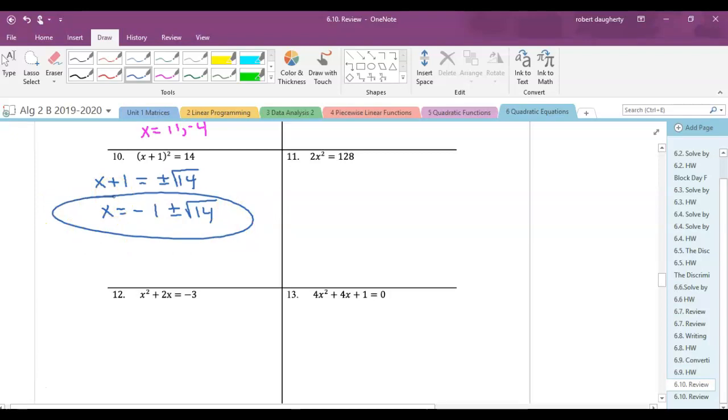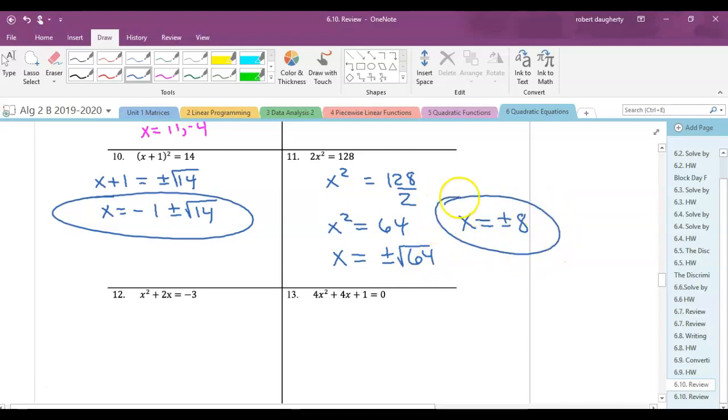Look at the next one, same thing. I see something squared that I can isolate. X squared equals 128 over 2. That means x squared is equal to 64. Take the square root of both sides. Plus or minus the square root of 64. X equals plus or minus 8. The quadratic formula would be overkill on these two problems.